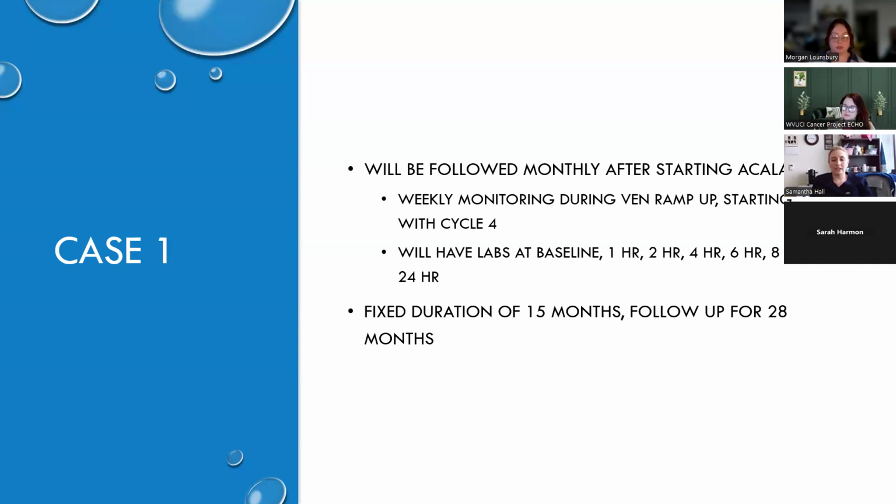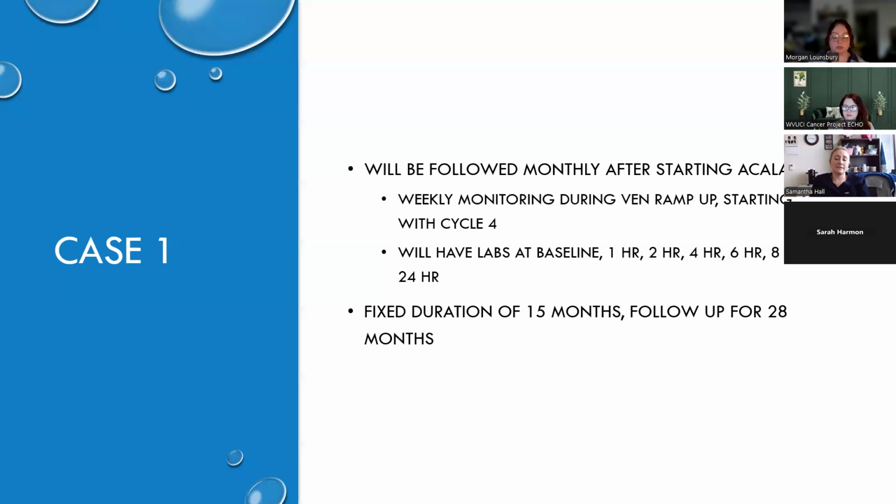So he is going to get acalabrutinib for 3 cycles, which is actually 3 months. And then you start on the venetoclax ramp up. But his venetoclax ramp up is going to be 7 weeks, unlike the normal 5 weeks. So he's going to get 10 milligrams the first week, 10 milligrams the second week, then 20, 50, 100, 200, and then 400 beyond that.